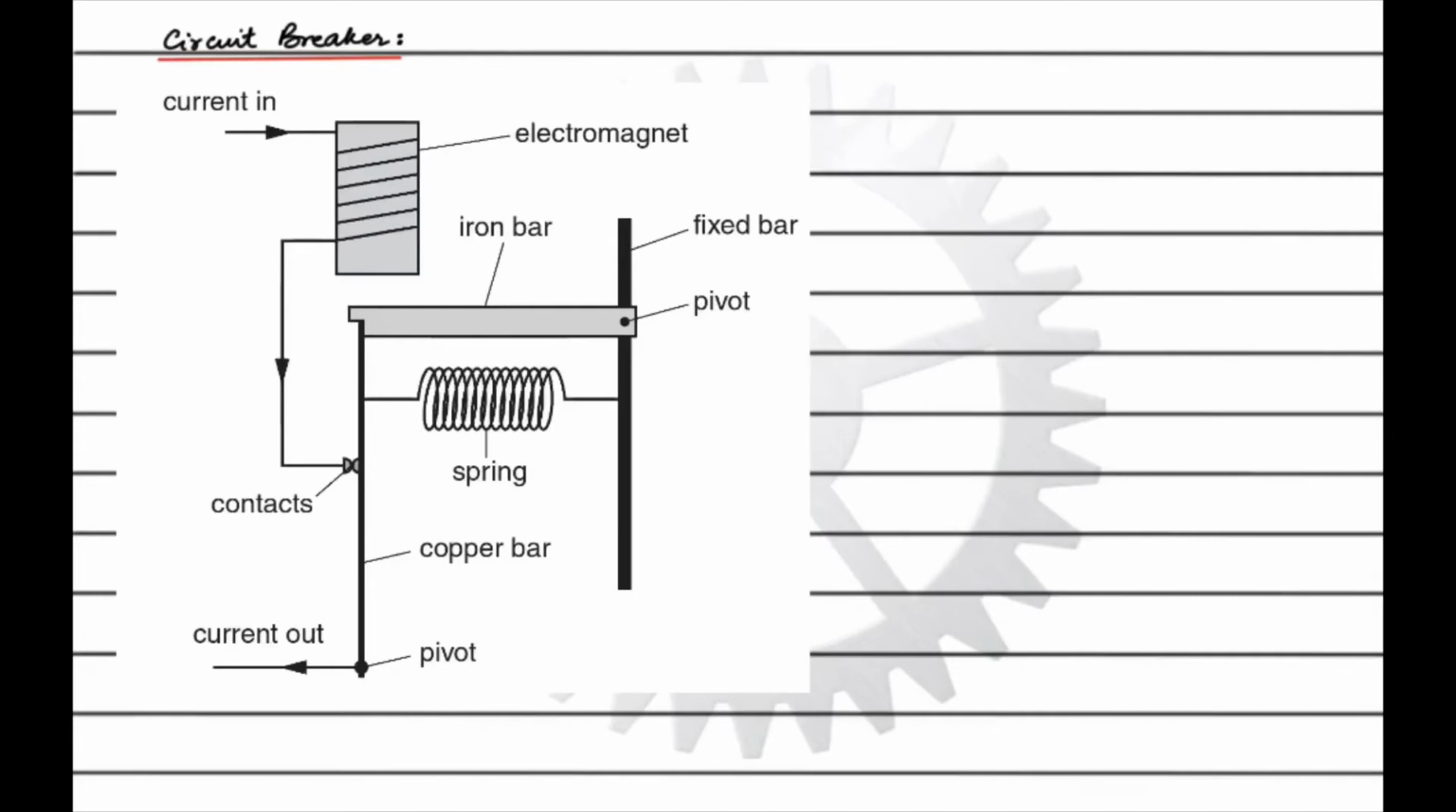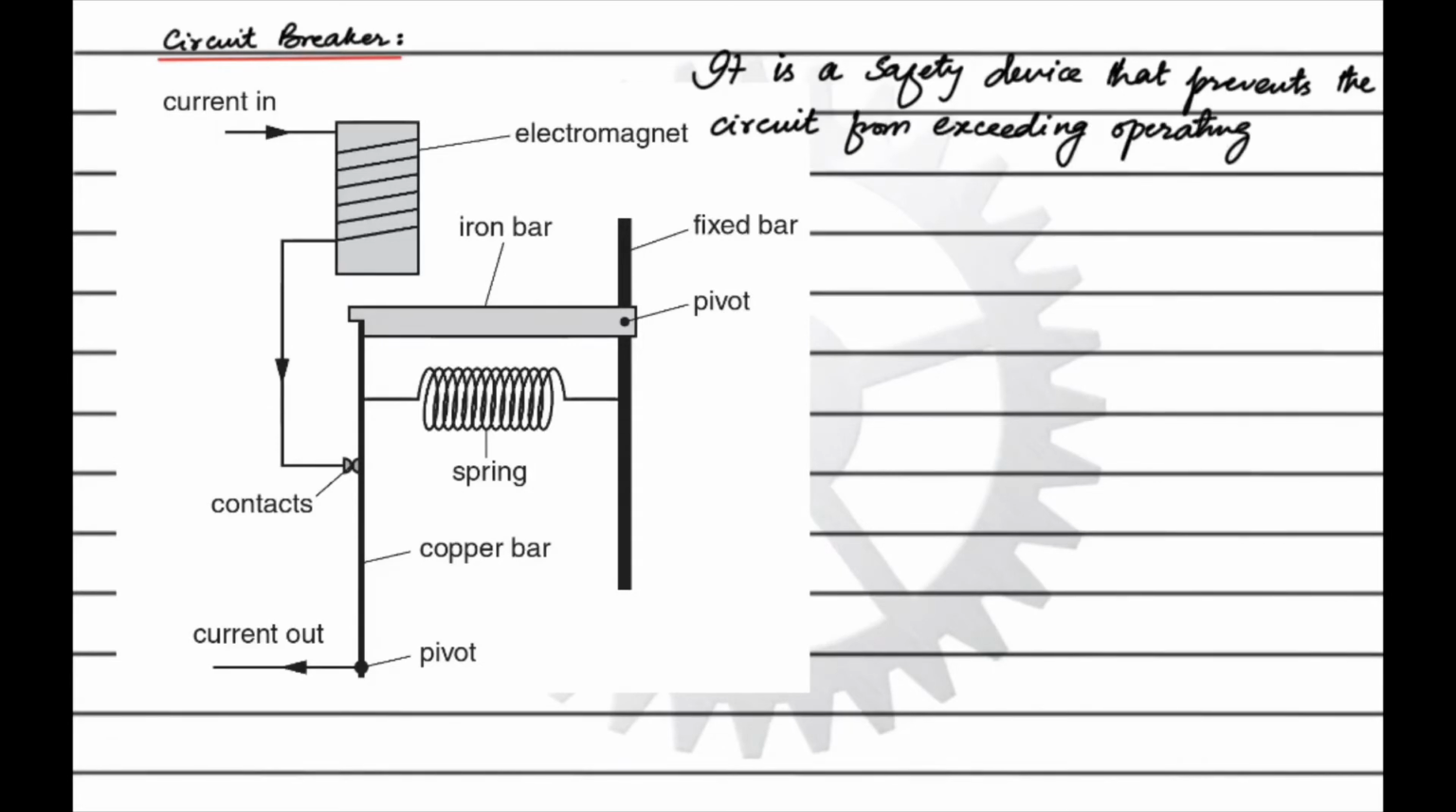In order to study how the circuit breaker does this, let's read the circuit diagram. This is the current in, electromagnet, the iron bar, this is the fixed bar, pivot, spring, contacts, copper bar, pivot, and then current out. So what happens? It is a safety device that prevents the circuit from exceeding the operating current value.